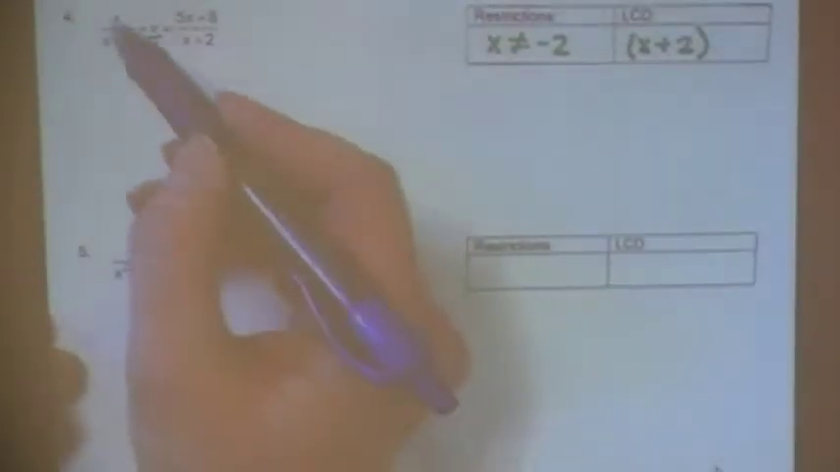You're going to multiply every term in this problem by x plus 2. You have 3 terms, so you're going to use it 3 times. So there's my LCD times my first term. LCD times my second term.